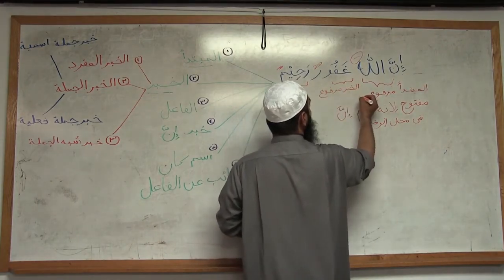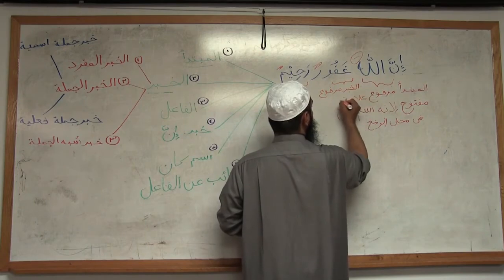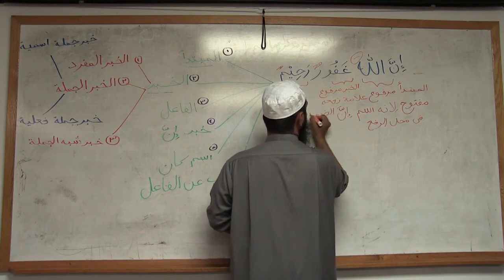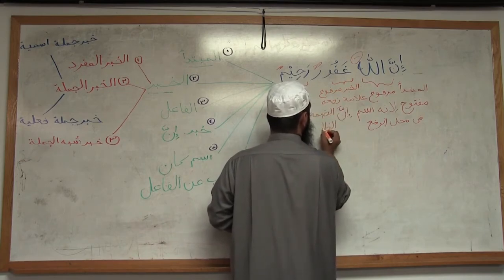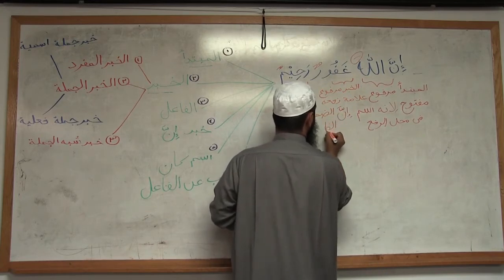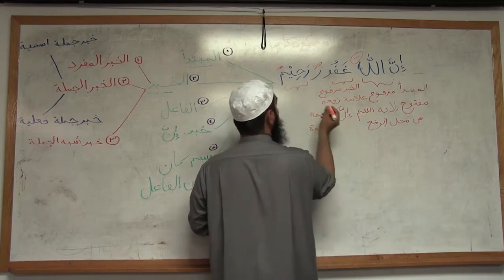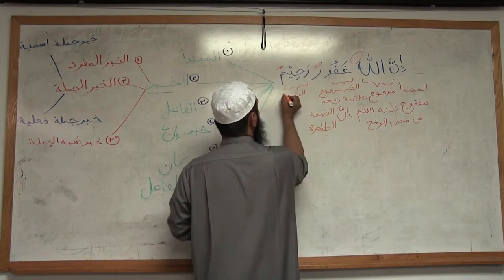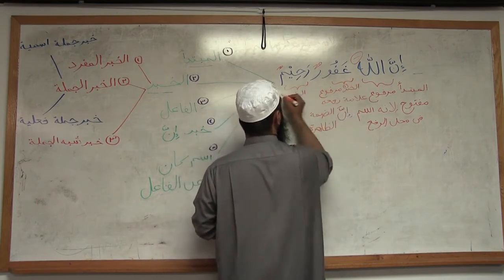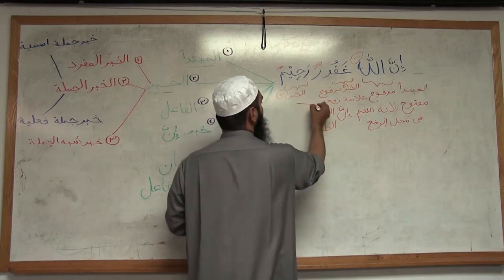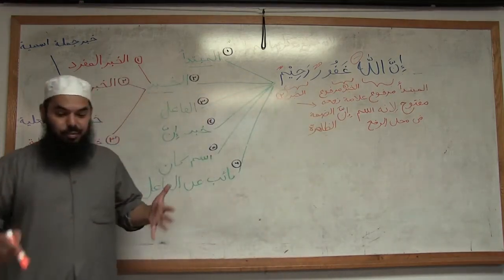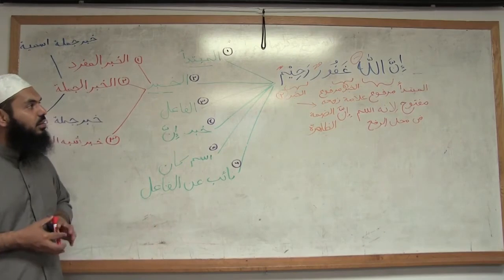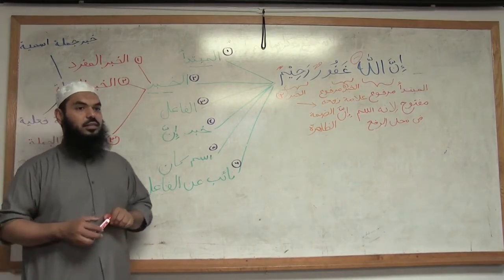مرفوع. Where is your علامات الرفع؟ الله طيب. And this is your خبر ثاني. Also, same thing. I just point. What does it mean? Verily, Allah is forgiving and extremely forgiving.